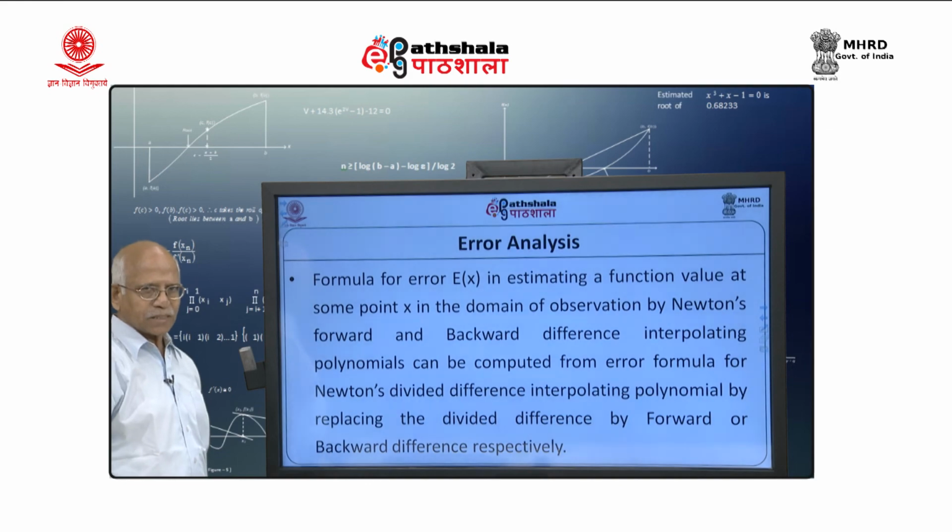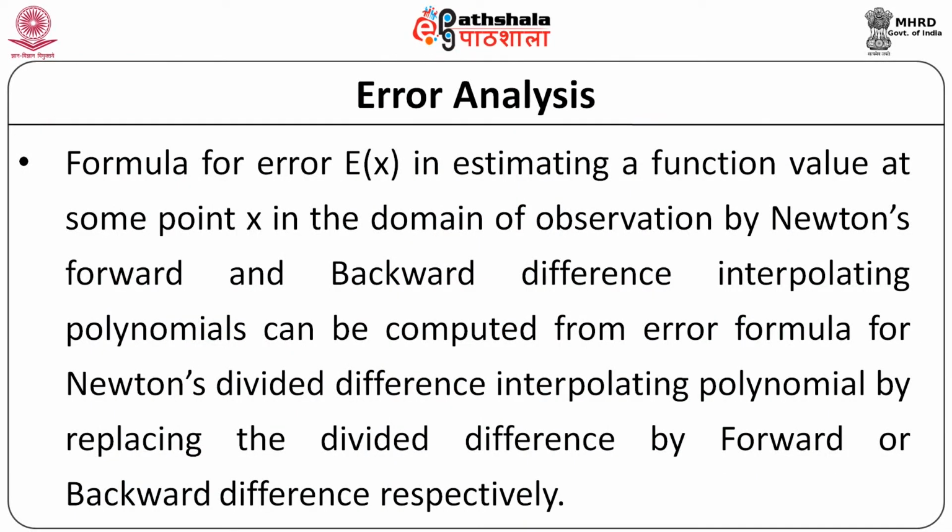Now, we come to the error analysis. So, the formula for error E x in estimating a function value at some point x in the domain of observation by Newton's forward and backward difference interpolating polynomials can be computed from the error formula for Newton's divided difference interpolating polynomial, because all these are nothing but derived from Newton's divided difference interpolating polynomial, and therefore, the same error formula we can use, except that we will have to replace something. So, in Newton's divided difference interpolating polynomial, we replace the divided differences by forward or backward differences respectively. So, this is what I have to do.